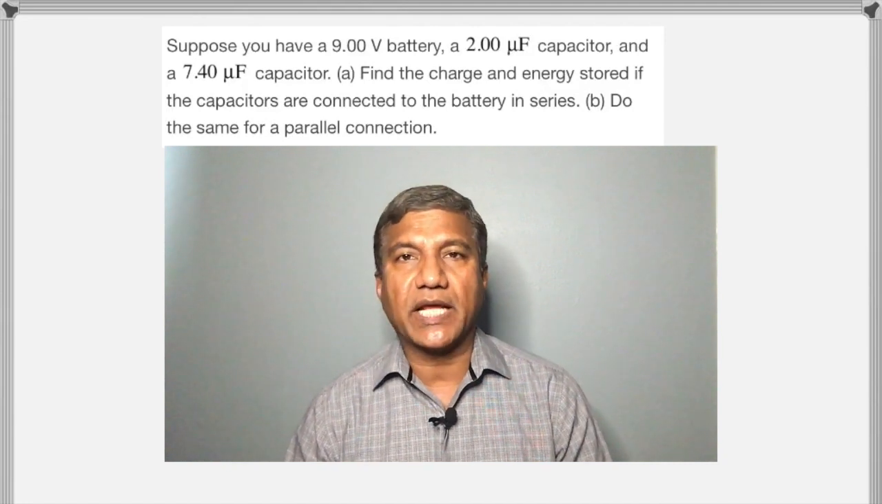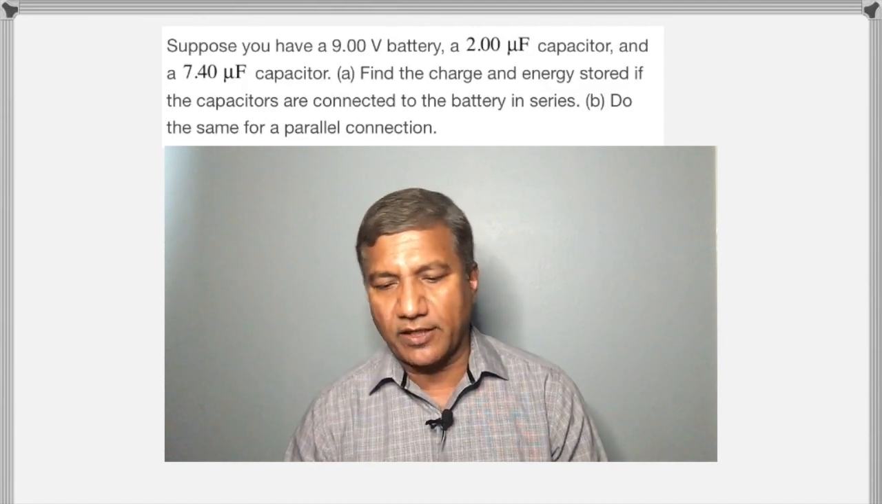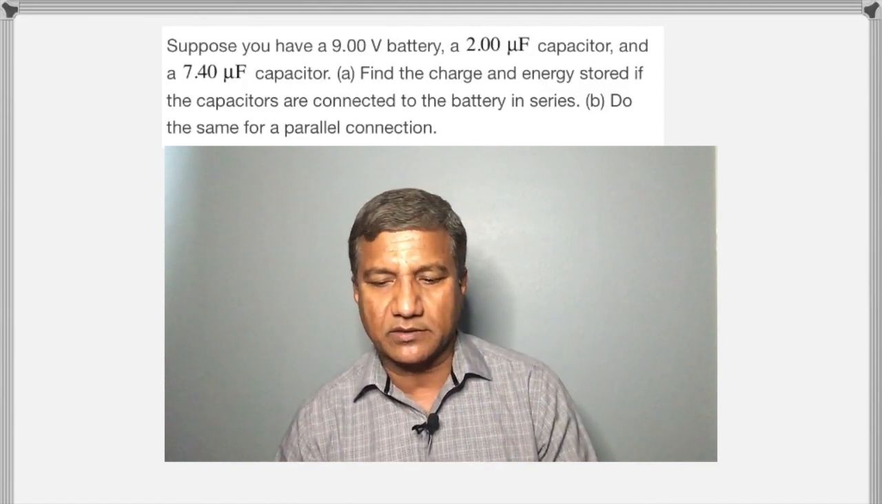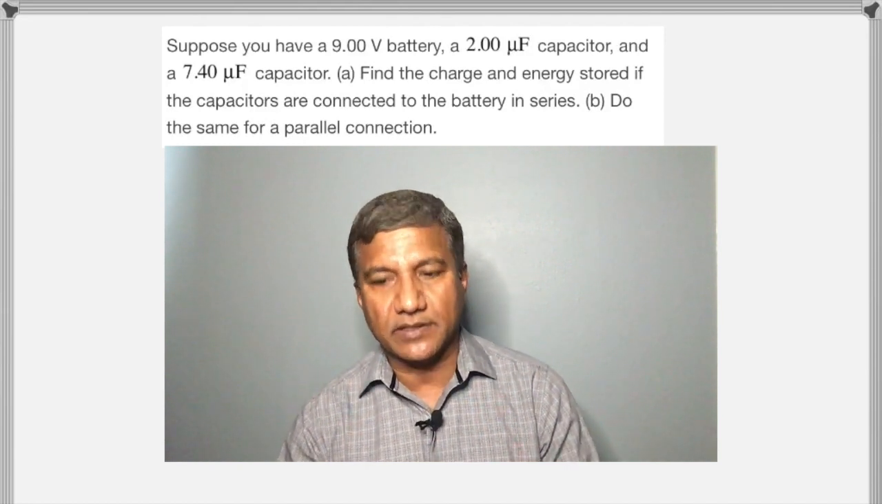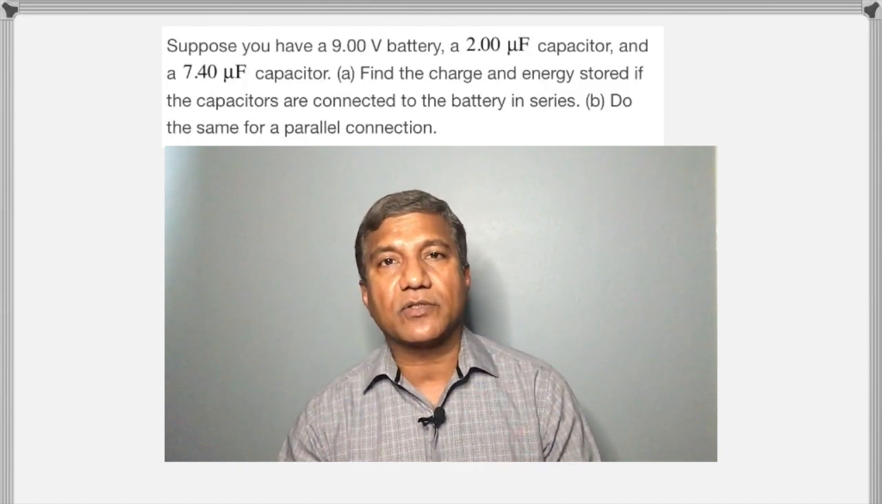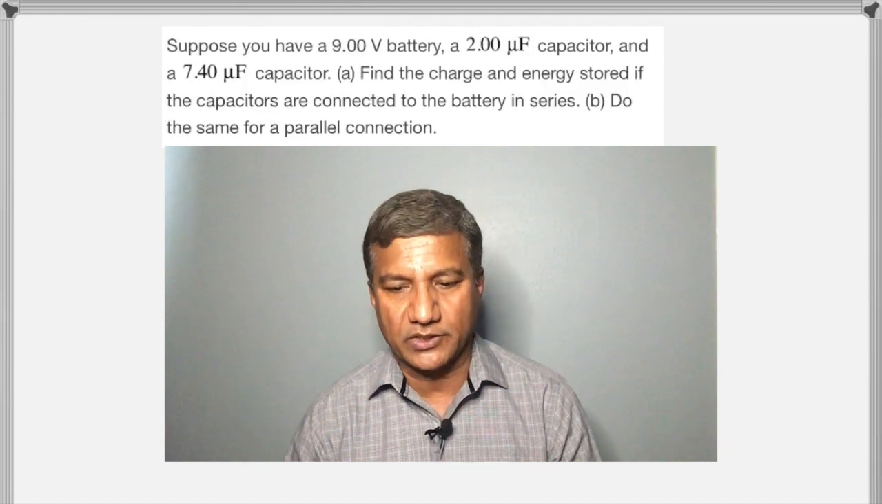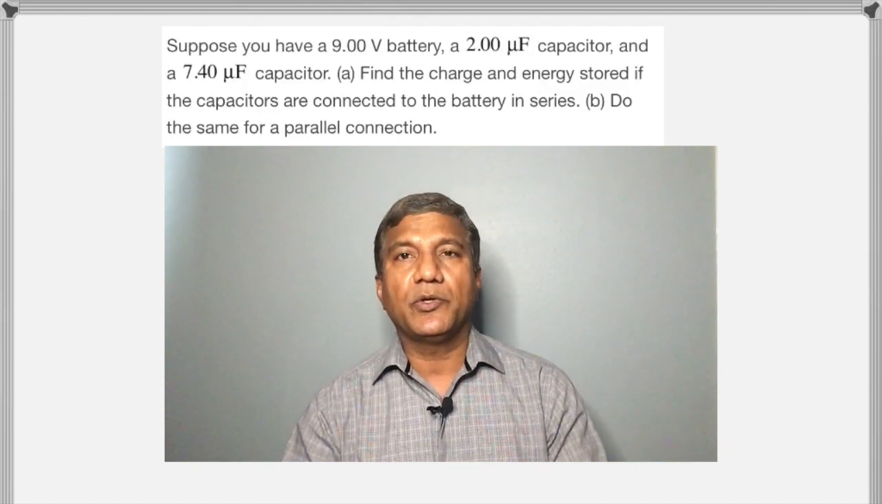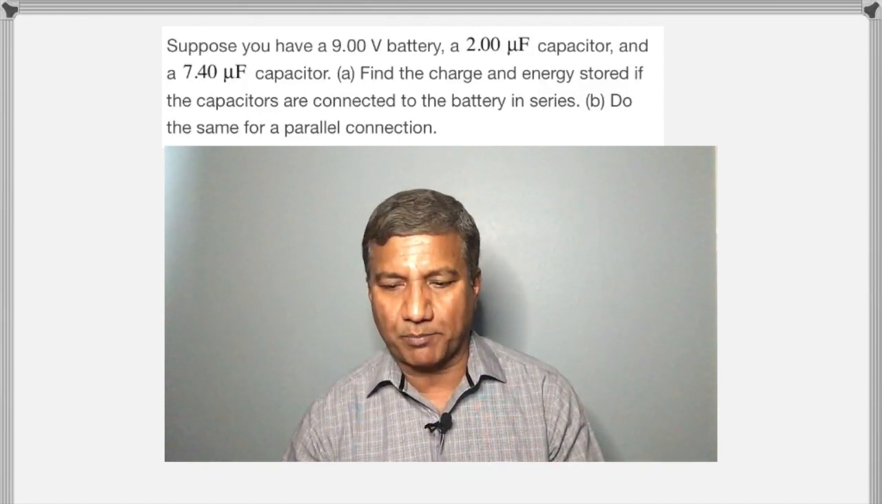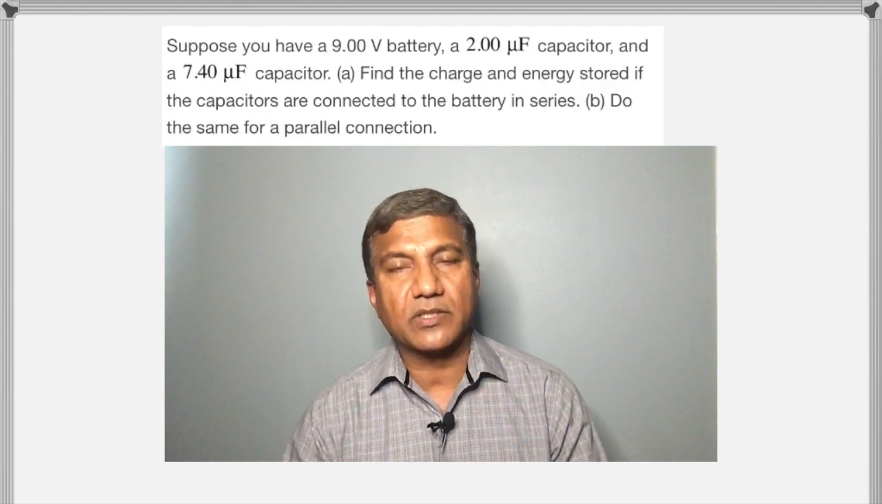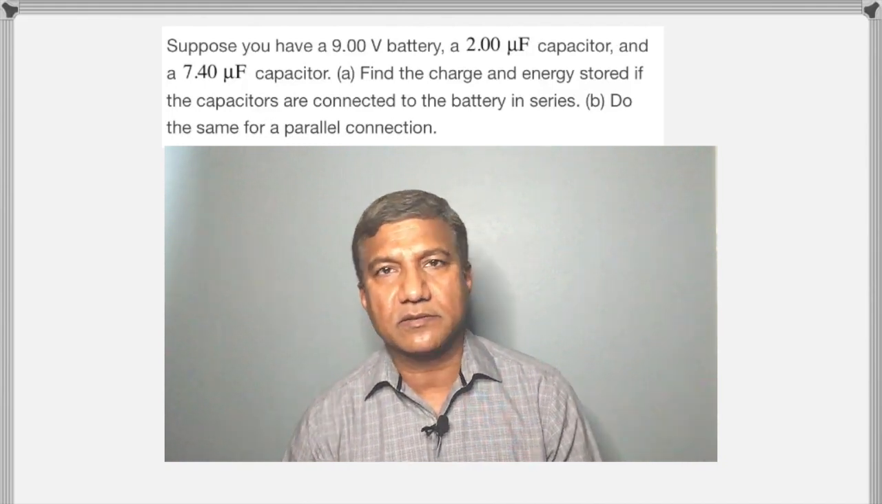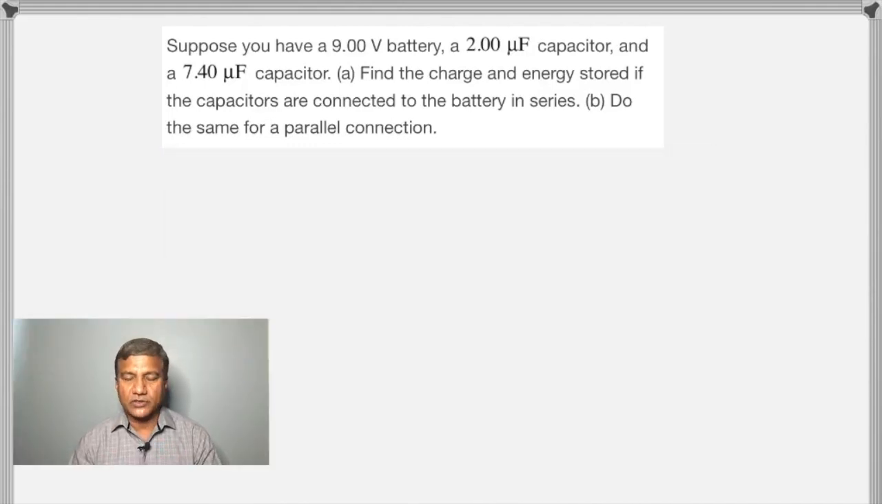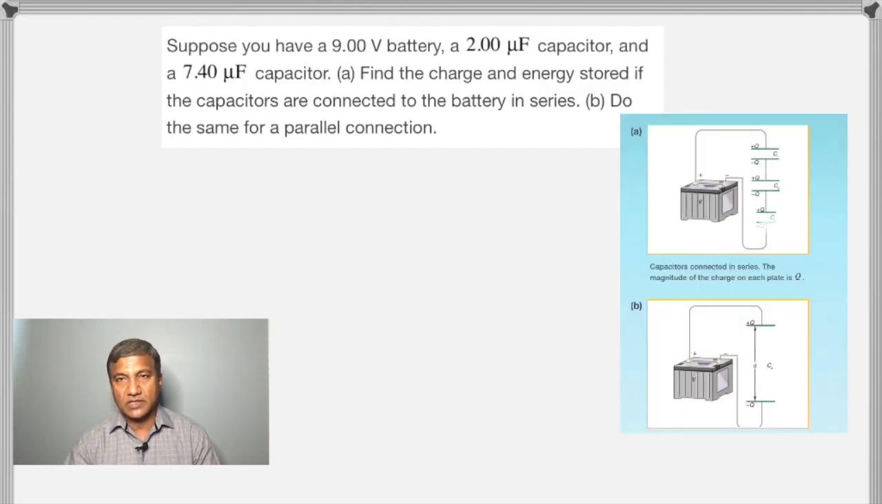Find the charge and energy stored if the capacitors are connected to the battery in series, and then you have to do the same for the parallel combination. So you have a battery and 2 capacitors, and at first they are connected in series. In order to work that out, this is the kind of picture that you have. I'm just changing it from 3 to 2.